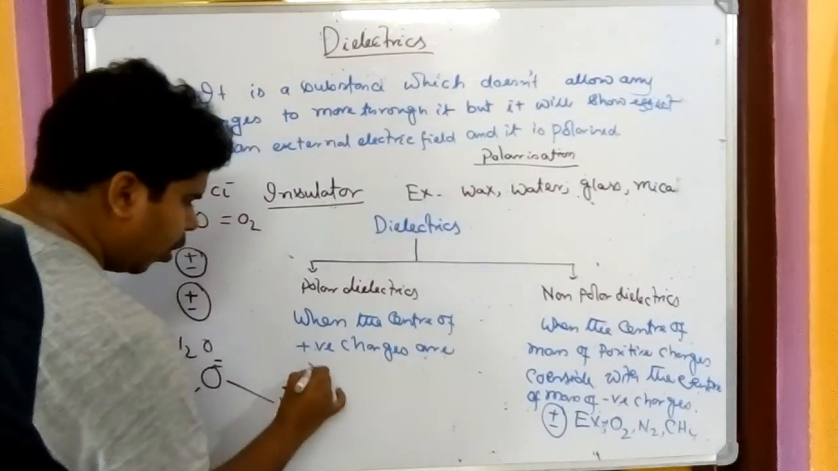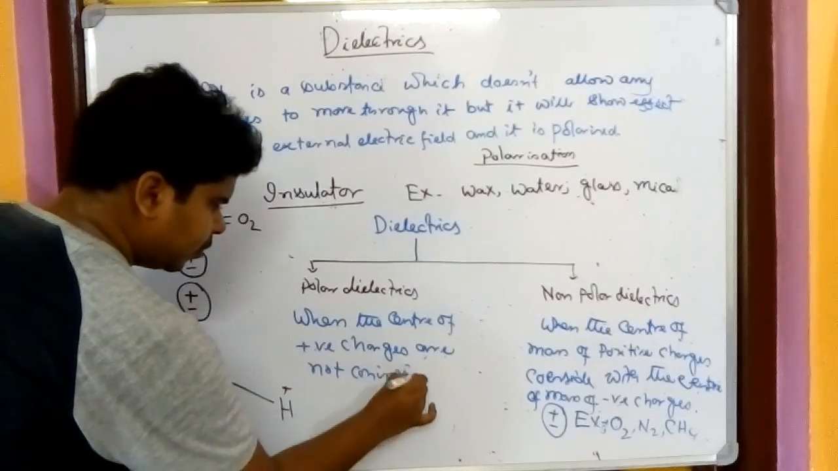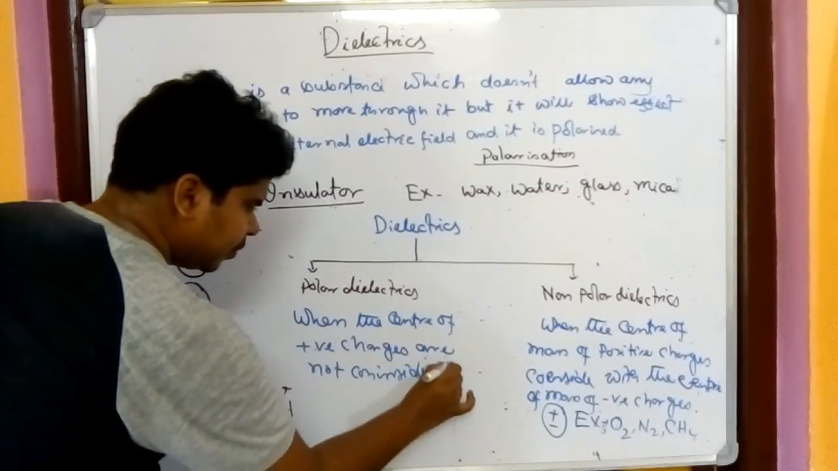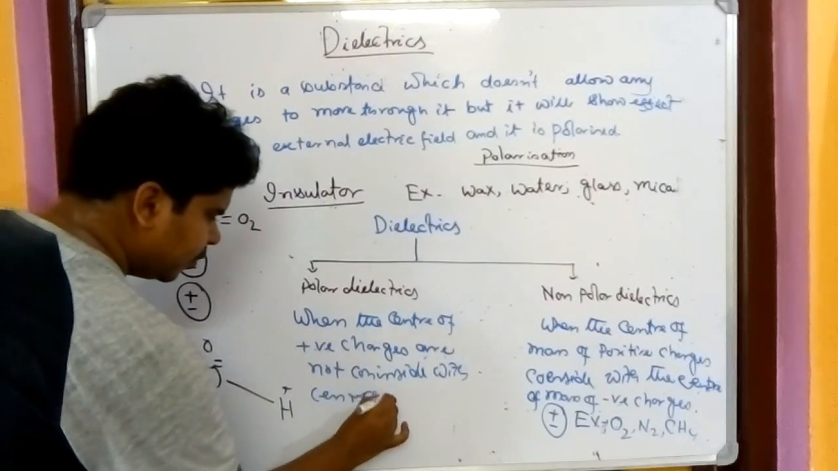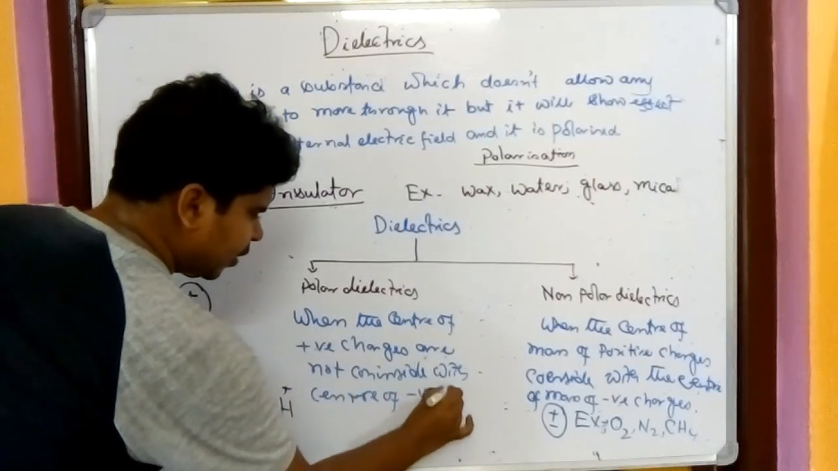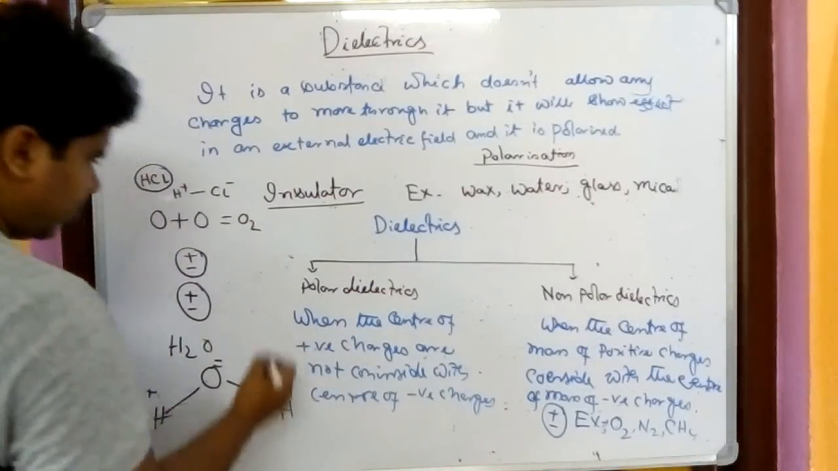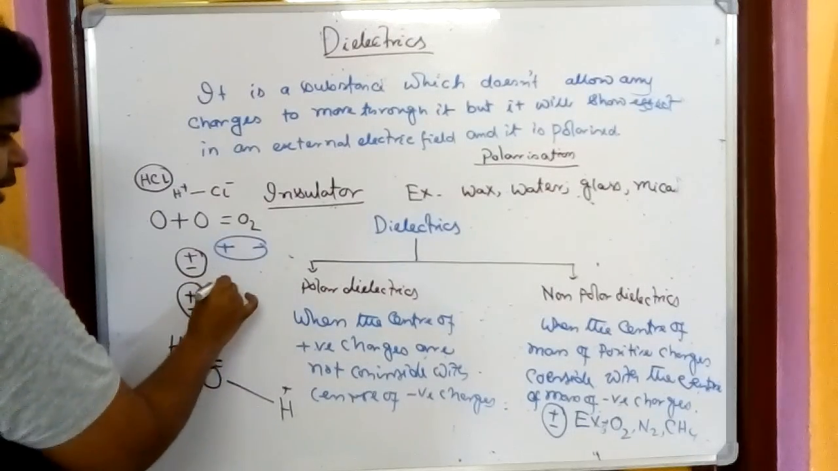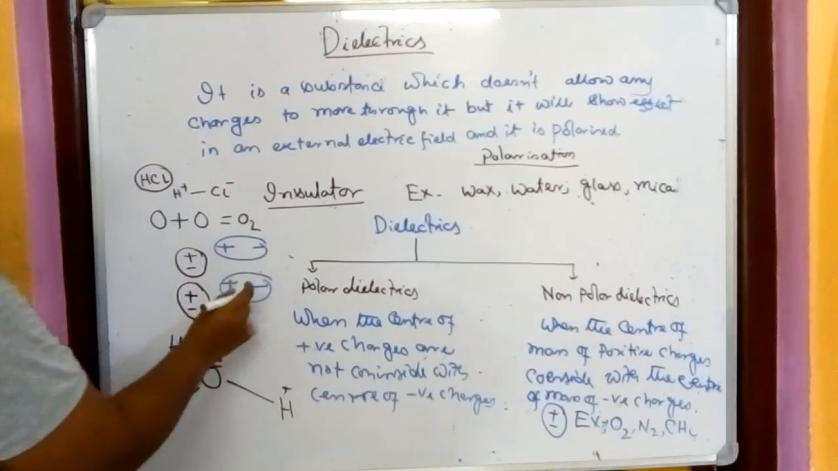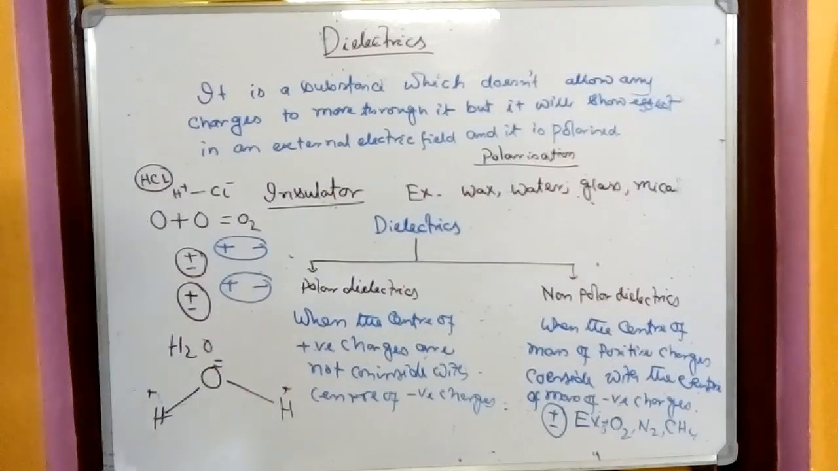So we can write, when the center of positive charges does not coincide with the center of negative charges, these are known as polar dielectrics. Means you can say here positive and negative are just kept this way. Positive is in one terminal, negative is in another terminal.